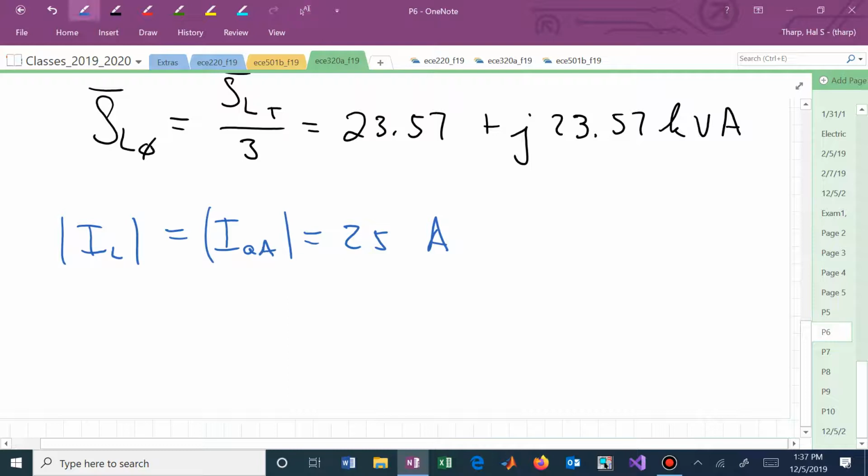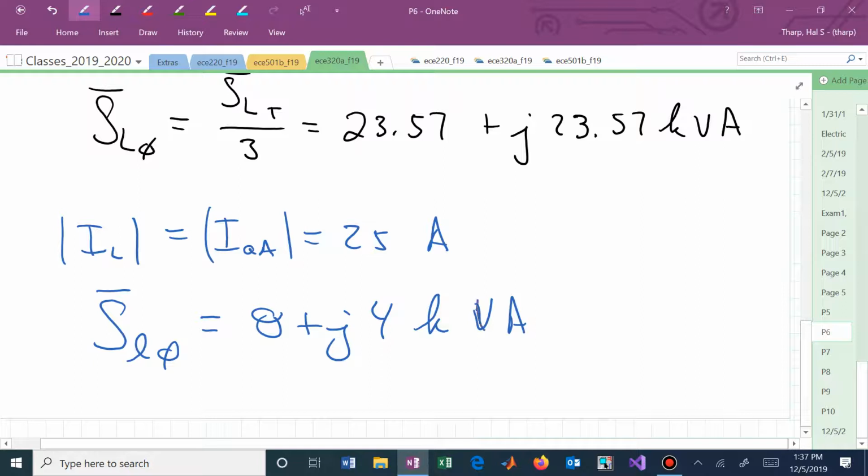And we also were told what the transmission complex power was. We were given that directly for each phase, and that was 8 + j4 kVA. So if we wanted the total complex power that the generator sees, we need to add up the complex power in the transmission line and in the load, and we have it for one of the phases.